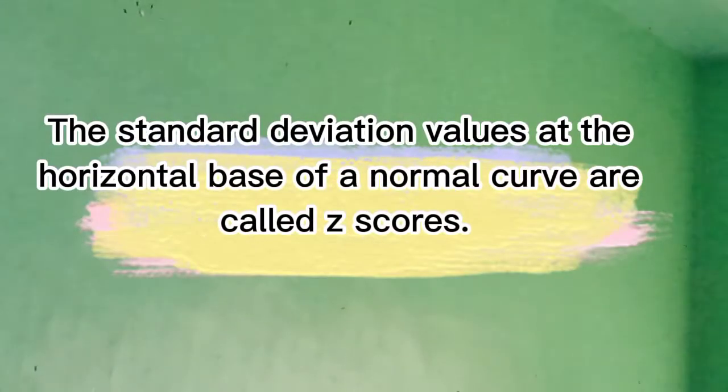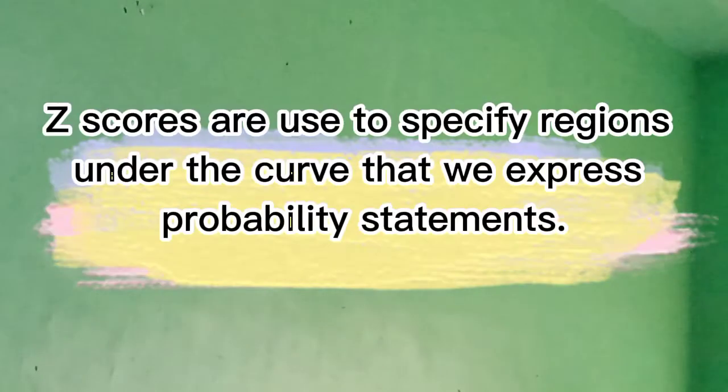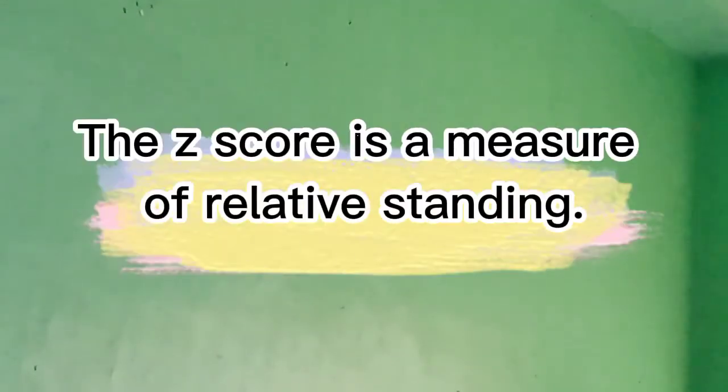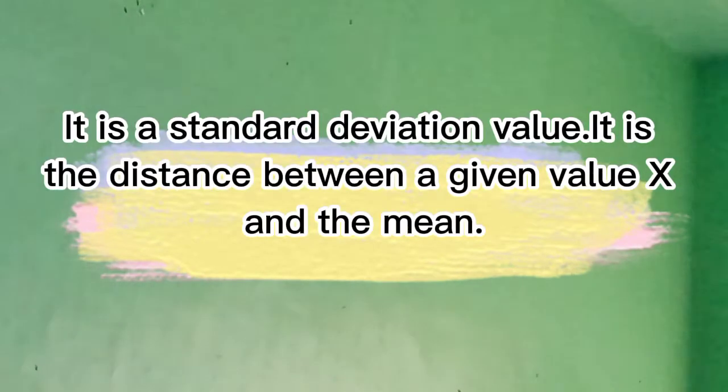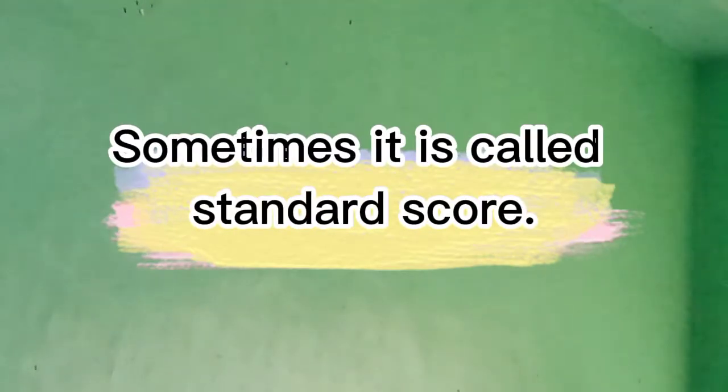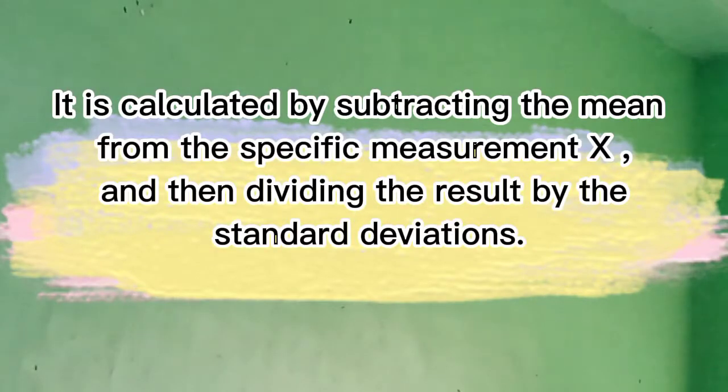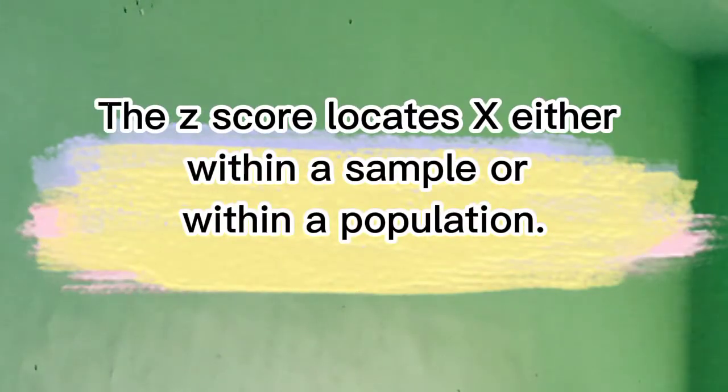The standard deviation values at the horizontal base of a normal curve are called the z-scores. We use these scores to specify regions under the curve that we express as probability statements. Now class, when we say z-score, it is a measure of relative standing. It is a standard deviation value. It is the distance between a given value and the mean. Sometimes, it is called a standard score. It is calculated by subtracting the mean from the specific measurement and then dividing the result by the standard deviation. The z-score locates either within a sample or within a population.